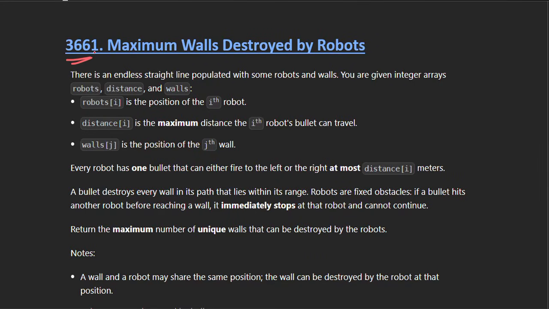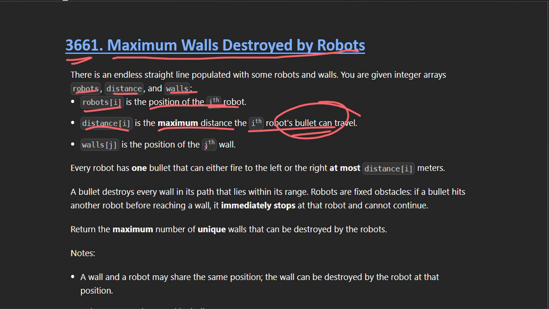Our today's LeetCode question is 3661, maximum walls destroyed by robots. This is a very nice question. In this question we are given three arrays: robots array, distance array and walls array. The robots array tells us the position of each robot. The distance array tells us the maximum distance that the ith robot's bullet can travel. And the walls array tells the position of each wall.